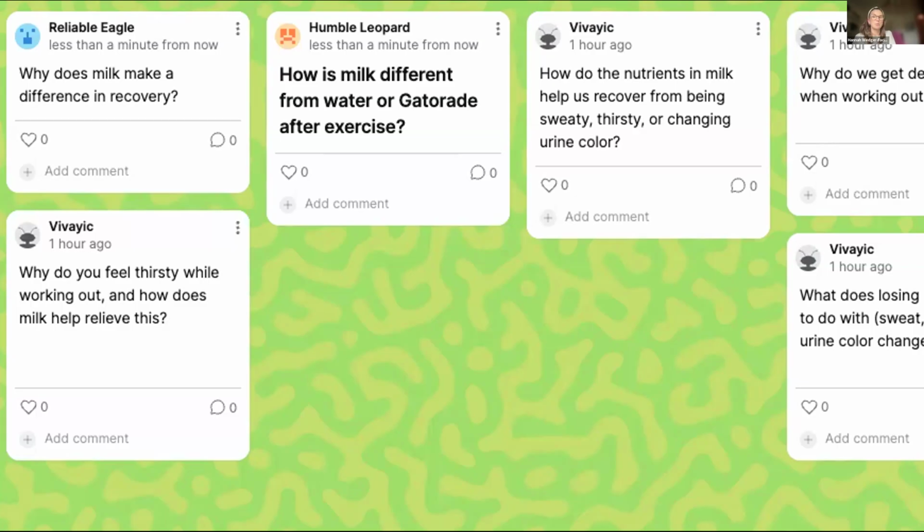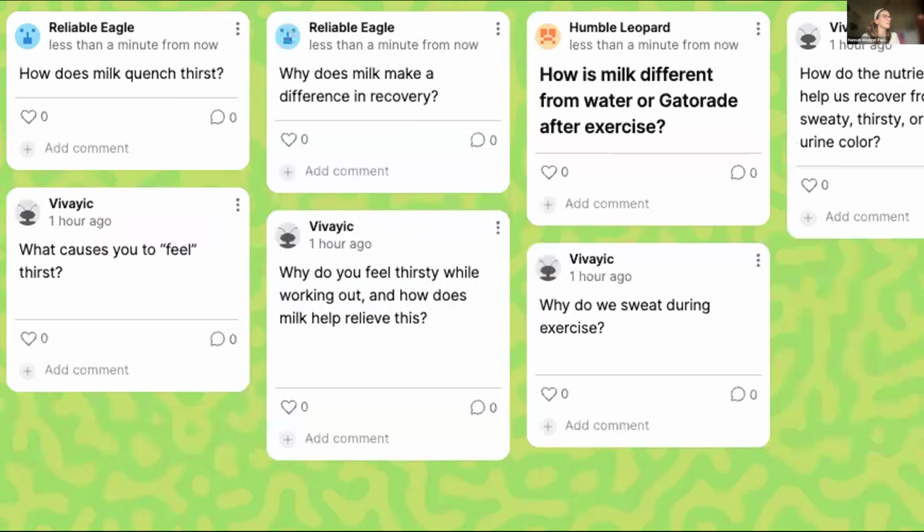It's telling me some people are typing right now. What does losing water have to do with sweat, thirst, urine color change? How does milk quench thirst? Good, good, good.